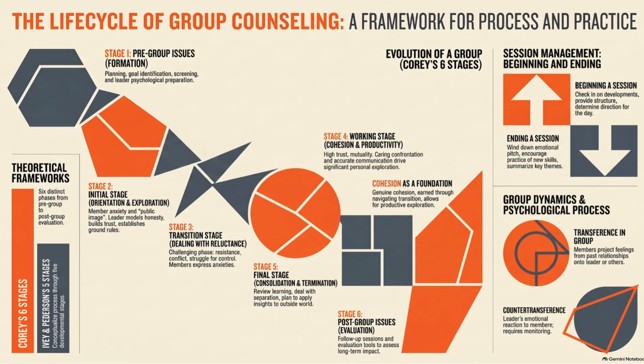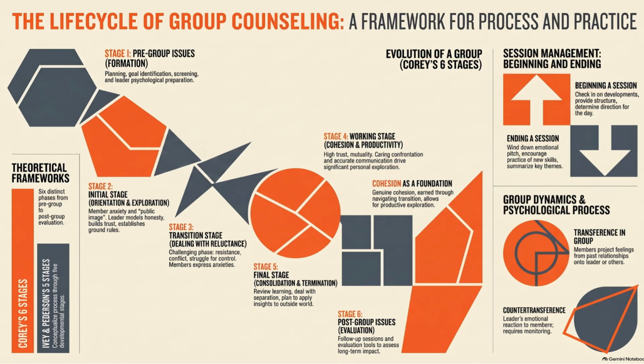Which brings us to the very beginning, the architectural phase. Before a group can act as an engine for personal transformation, it has to be built. The pre-group issues, the formation phase. Corey outlines this as the stage that happens long before anyone actually sits in a circle. And this pre-group phase requires rigorous planning. A leader has to draft a really clear proposal, like a business plan for therapy. They have to define the goals of the group, establish the demographic, figure out the logistics of how often they'll meet, and determine the theoretical orientation they're going to use.